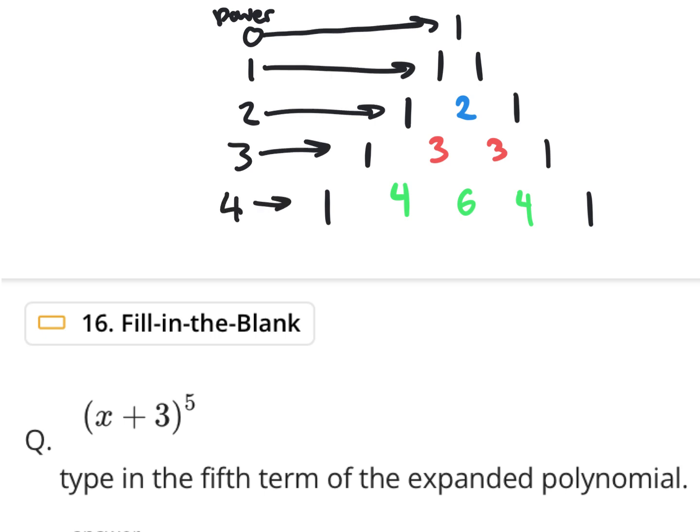So finally, on the 5th row, we're going to have 1 plus 4 is 5. 4 plus 6 is 10. And again, I went 1 plus 4 gave me 5. 4 plus 6 gave me 10. 6 plus 4 gave me 10 again. And 4 plus 1 gives me 5. And of course, put the ones on the outside again. And here's your 5th row.